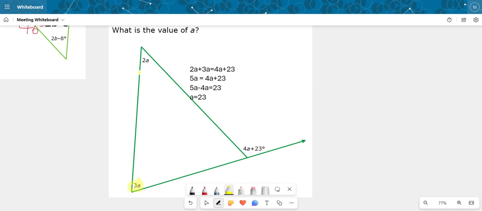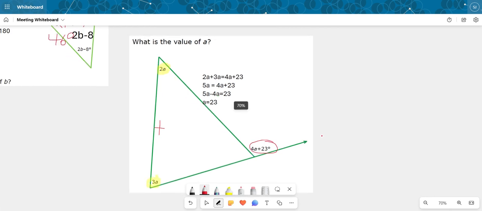The angle here and the angle here will get to add together to equal this exterior angle. That is our rule for the exterior angles.